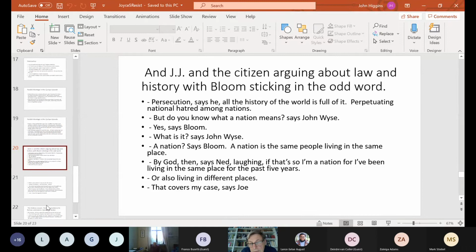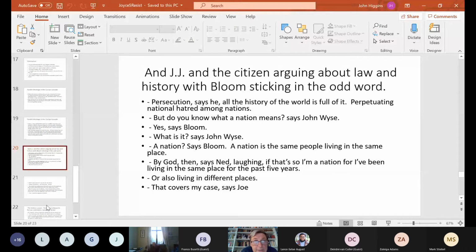But do you know what a nation means, says John Wyse. Yes, says Bloom. What is it, says John Wyse. A nation, says Bloom. A nation is the same people living in the same place. By God then, says Ned, laughing, if that's so, I'm a nation, for I've been living in the same place for the past five years. Or also living in different places, says Bloom. That covers my case, says Joe.